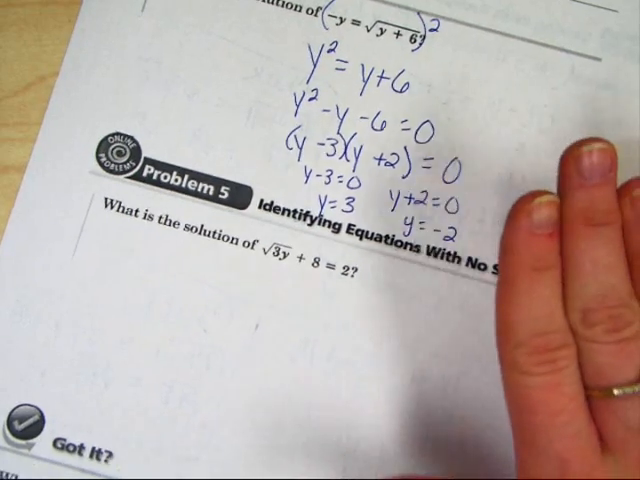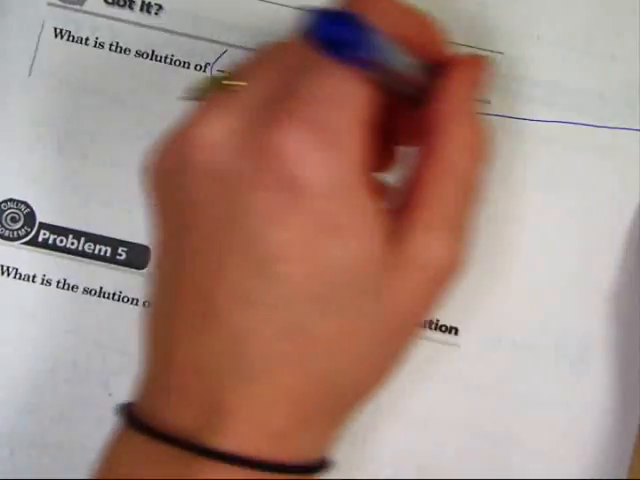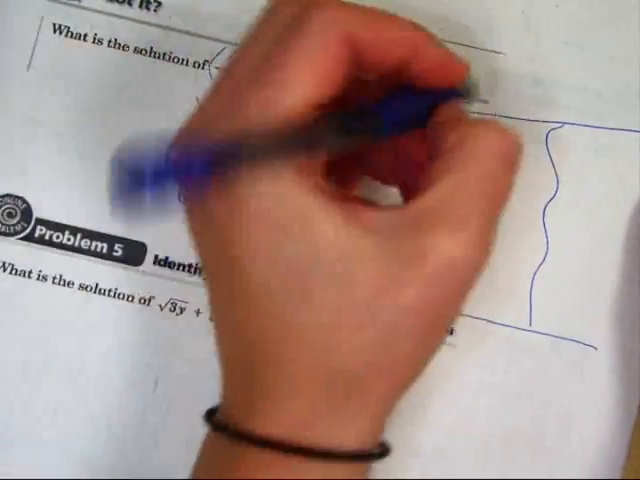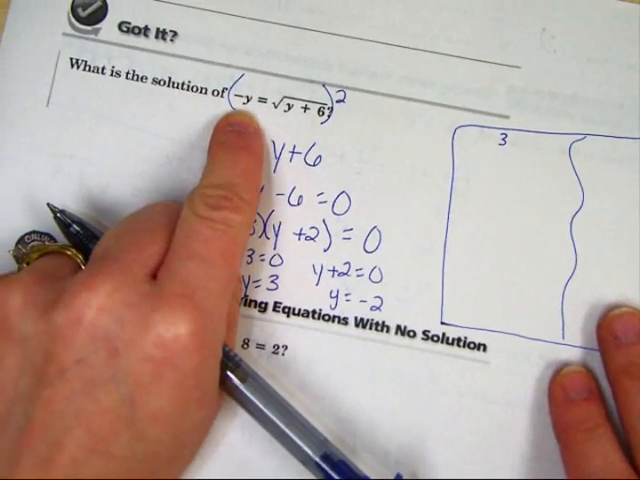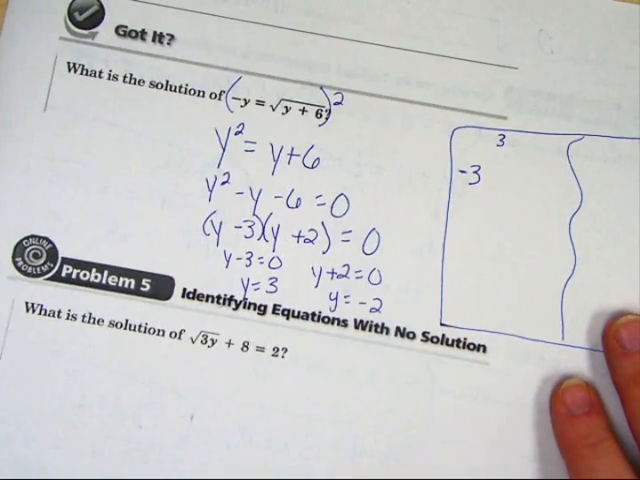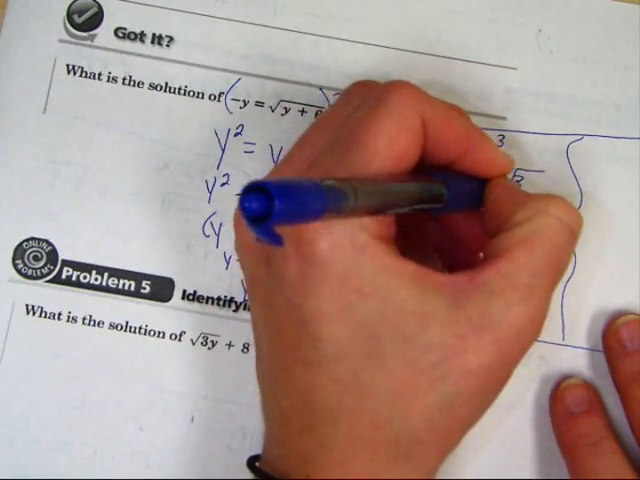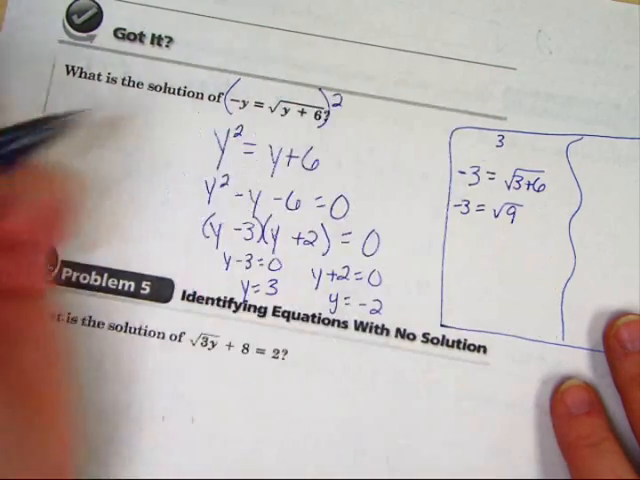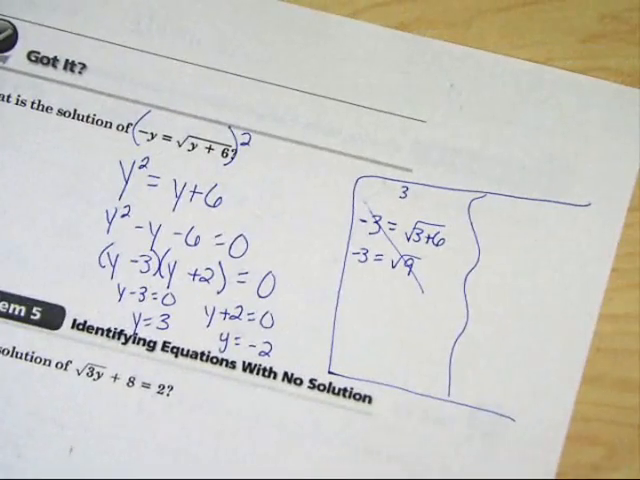Now we're going to check both of these answers. Here we go. Let's check the positive 3 first. So I'm going to ask, and I see how it says negative y? I got to plug it in, so I'm going to plug in a positive 3, which actually ends up being a negative 3 because of this negative sign. Does negative 3 equal the square root of 3 plus 6? That's like asking, does negative 3 equal the square root of 9? No, it does not, because the square root of 9 is a positive 3.